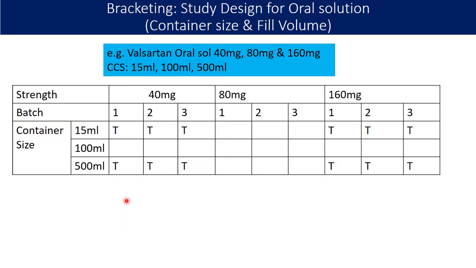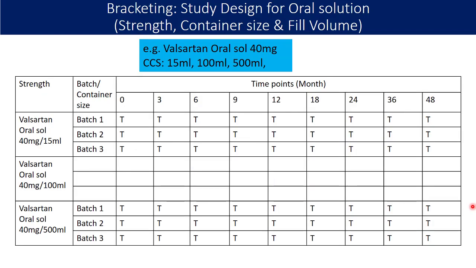Now, in case of multiple container sizes and multiple container fills, how are you going to decide on the bracketing? Here is the example. There are three different dosage strengths: 40, 80, 160 milligram. It's oral solution again. But now it is not only one container size, there are three different container sizes: the 15 ml, the 100 ml, and the 500 ml. So what is the logic? In case of bracketing, you can exclude the intermediate label claim or intermediate packaging or container size. So 80 milligram is excluded, and again the 100 ml is excluded.